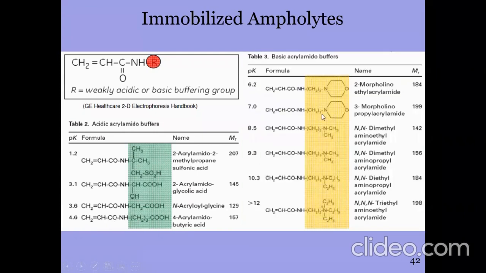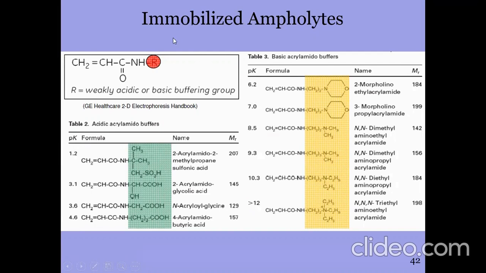And here there are some other examples. These are acidic acrylamido buffers. There are also some basic acrylamido buffers, for example 2-morpholino ethyl acrylamide, and there are some other examples of them. The pK value for the basic ones will be from 6 to greater than 12, and here the pK value will be like 1.2 to 4.6. So they are acidic, and these are basic.